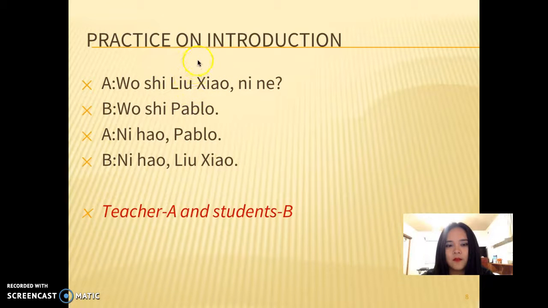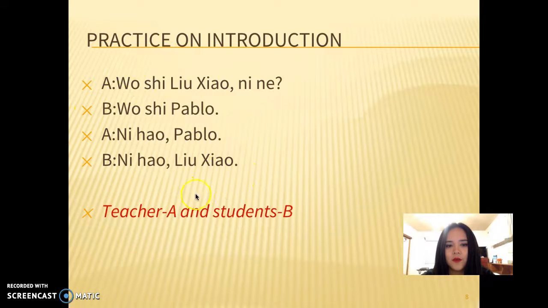But in China, the order is different. We first use the family name, then the given name. Because in China, we think family name comes first, then the given name. But in the US, I know, it's different. 我是 Pablo. 你好 Pablo. 你好 Liu Xiao.